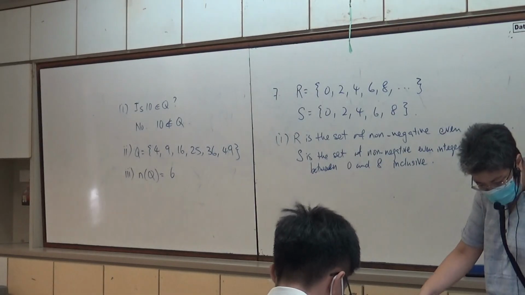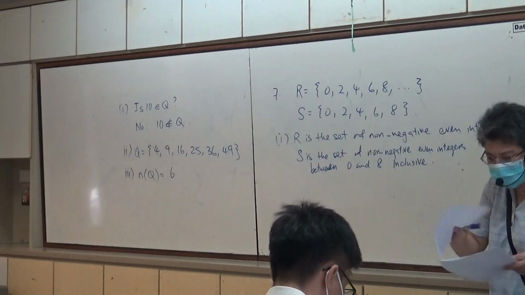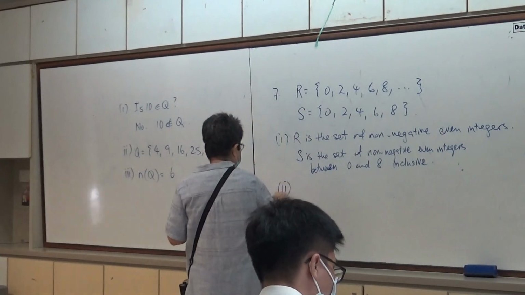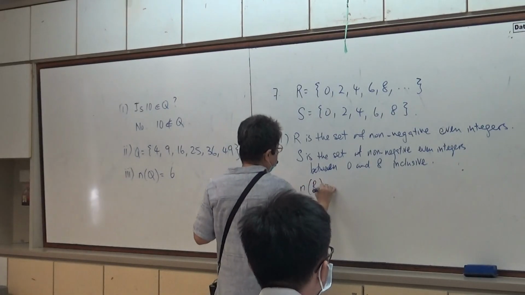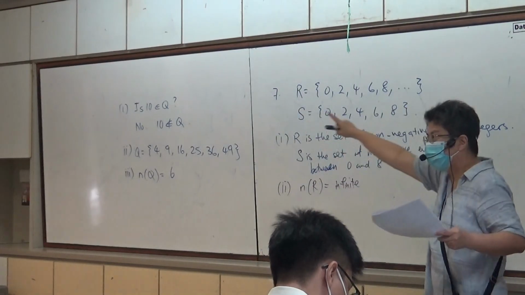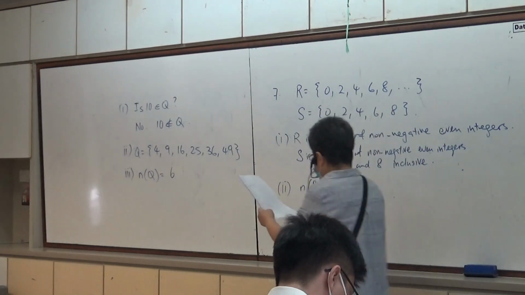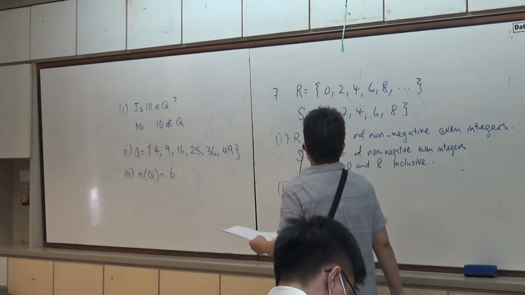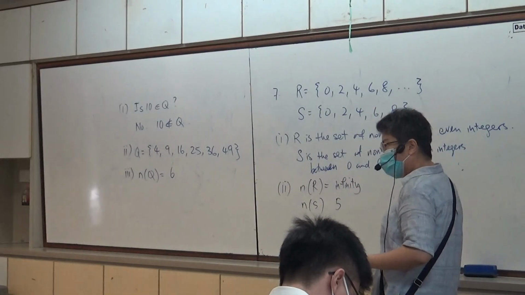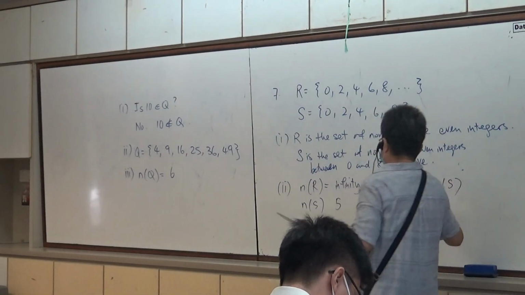Okay? Now, next one. Is number in S equal to number in R? No, no. Okay, number in R is actually infinite. Infinity. That means a lot, right? Non-ending. Okay, what about number in S? 5. Correct. Therefore, number in R is not equal to number in S.